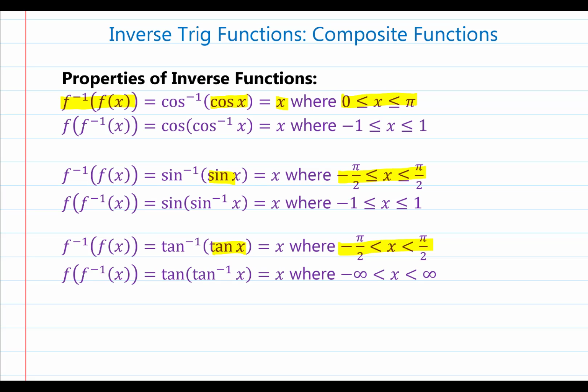The other composite function that you might work with is the function f of the inverse function of f of x, and this again can simplify to be equal to just x. However, x must be in the domain of the inside function, which in this case is the inverse cosine, inverse sine, or inverse tangent. So in the case of cosine, x needs to be between negative 1 and 1 inclusive. For inverse sine, x also needs to be between negative 1 and 1 inclusive. For tangent, x just needs to be an element of the set of real numbers.